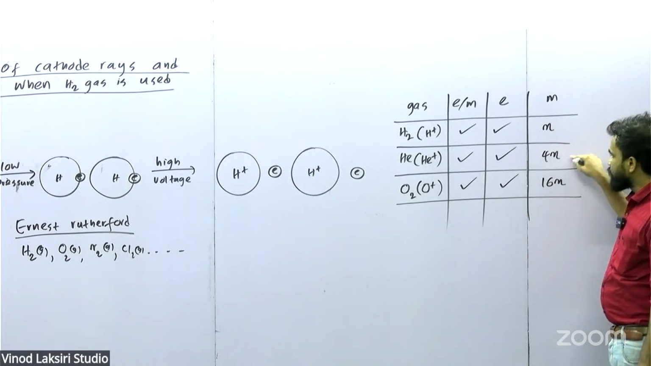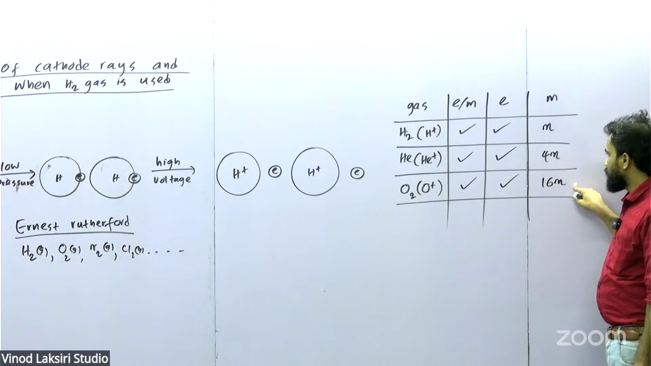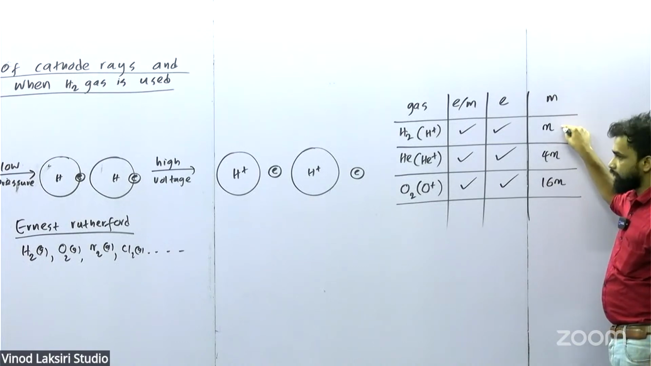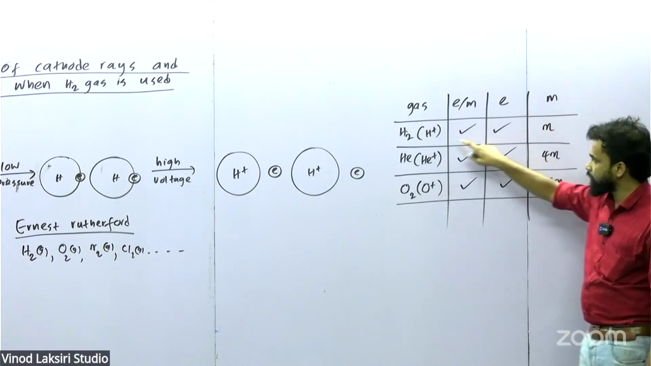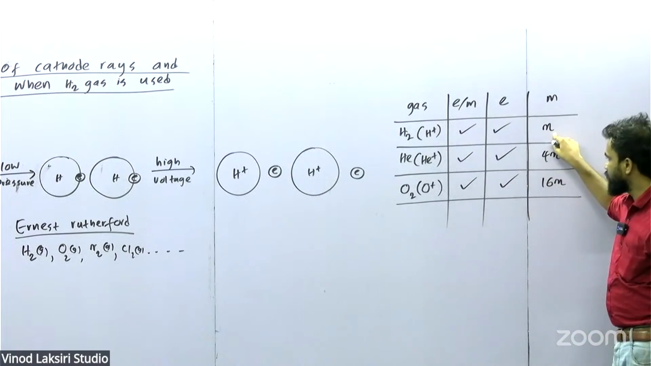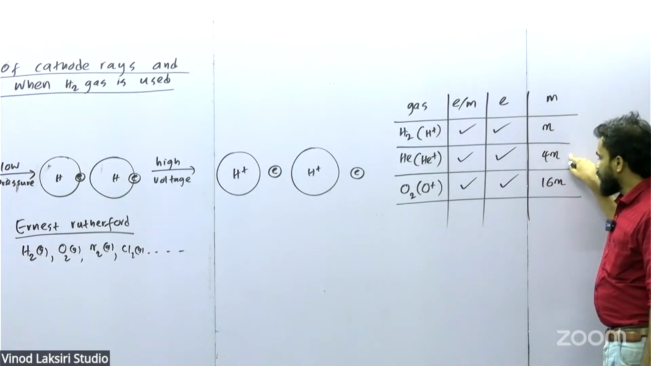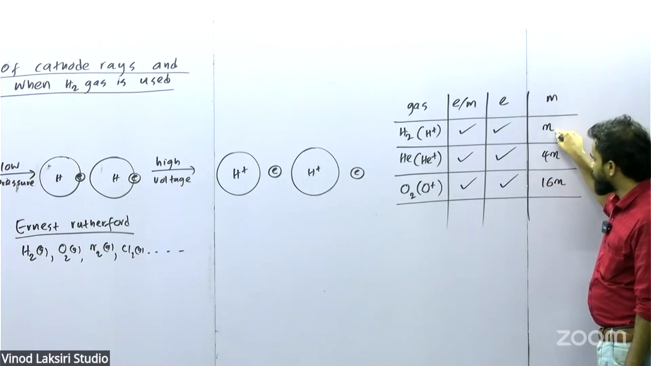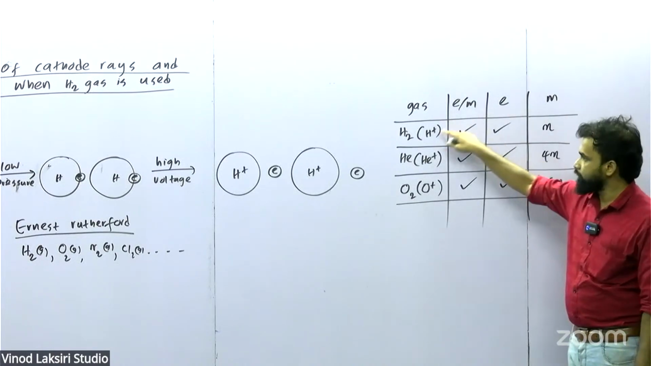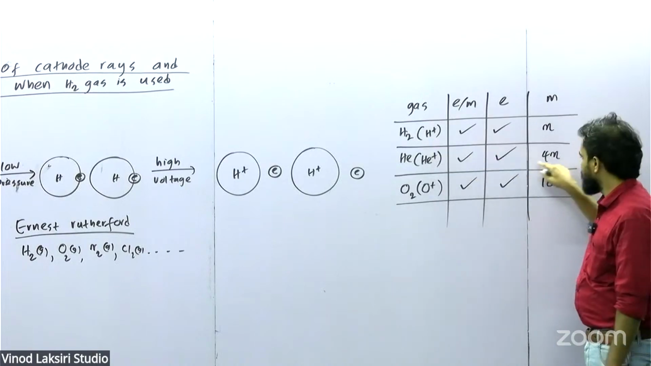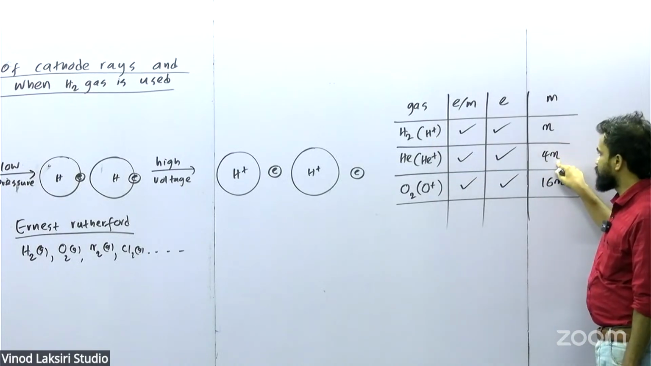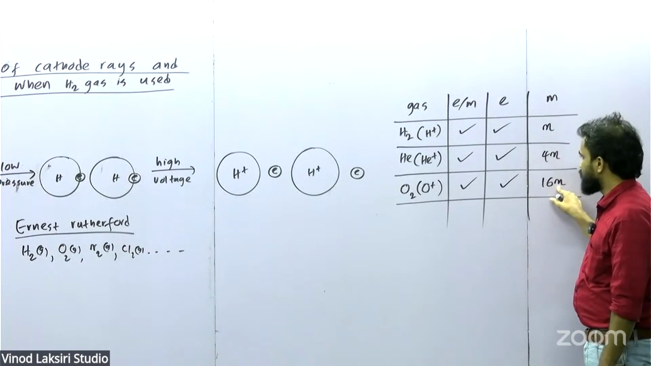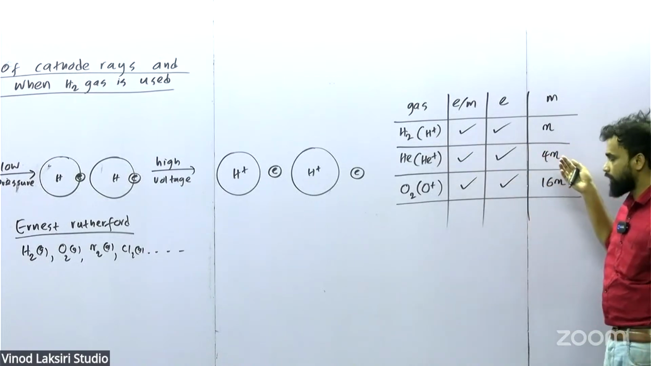Likewise, the mass of the anode ray particle is a whole number multiple of this H plus. You understand? In any anode ray, the mass of the particle is a whole number multiple of this H plus, right? Here 4x means 4H plus, and 16x means 16H plus, right?